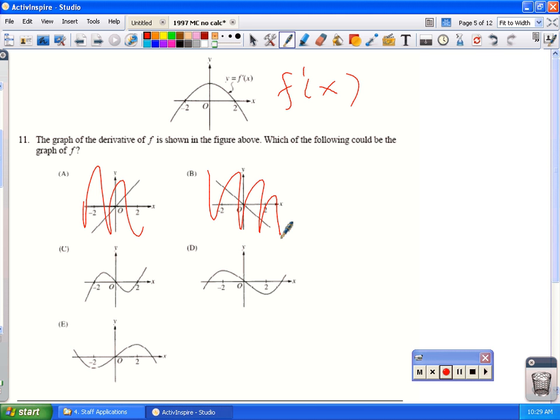Agreed? The next thing I notice is that the derivative is 0 here and here. But on this graph right here, the derivative is 0 at -1 and 1. So he's out. The next thing I notice is that in this region, the derivative is what kind of number? Negative. Therefore, I'm looking for a graph that is decreasing. So the answer has to be E. Questions?